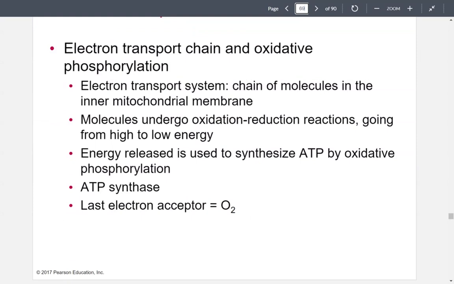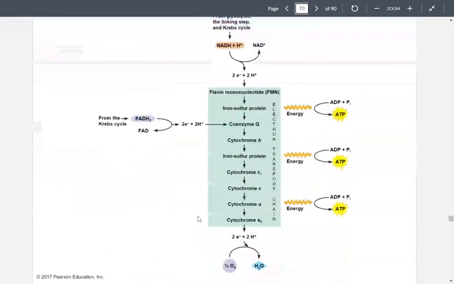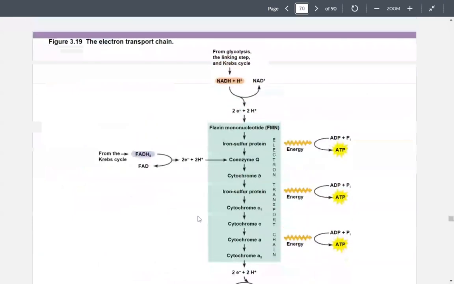Energy is going to be released in this process, and that is going to be used to synthesize ATP using our oxidative phosphorylation and ATP synthase. And the last electron acceptor within that chain is oxygen. And this is why the presence of oxygen is required. So it looks something like this.